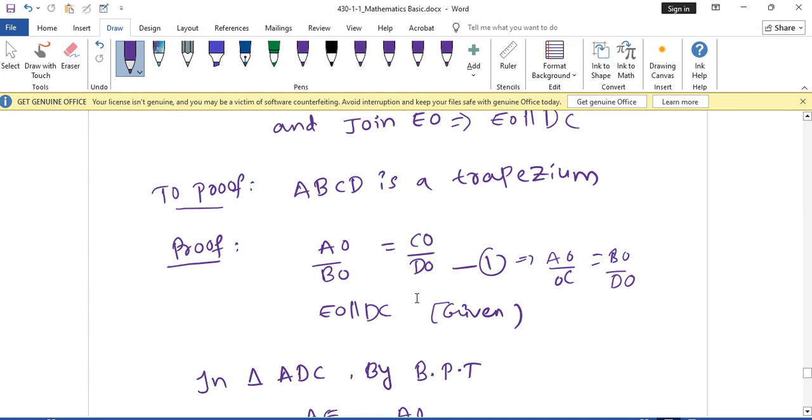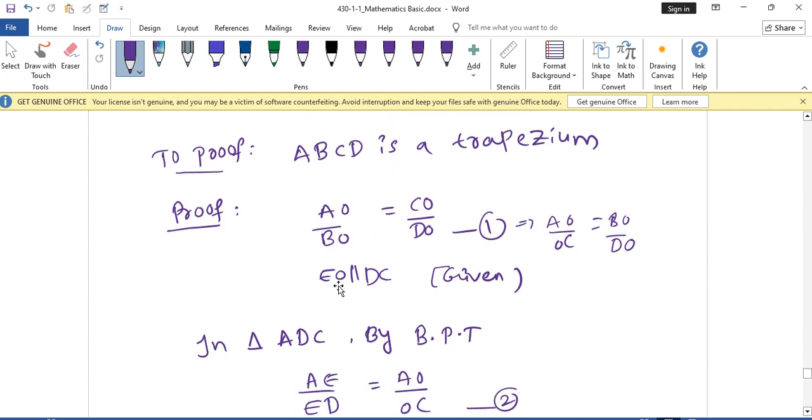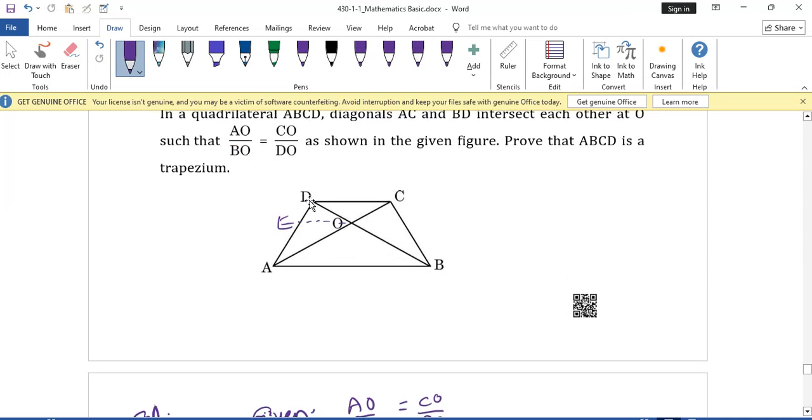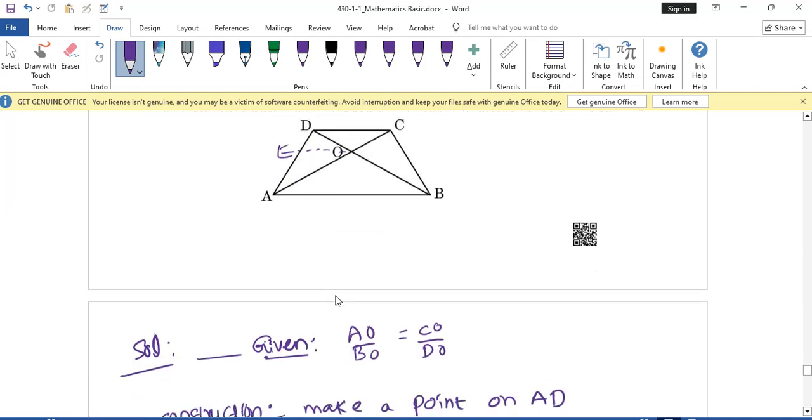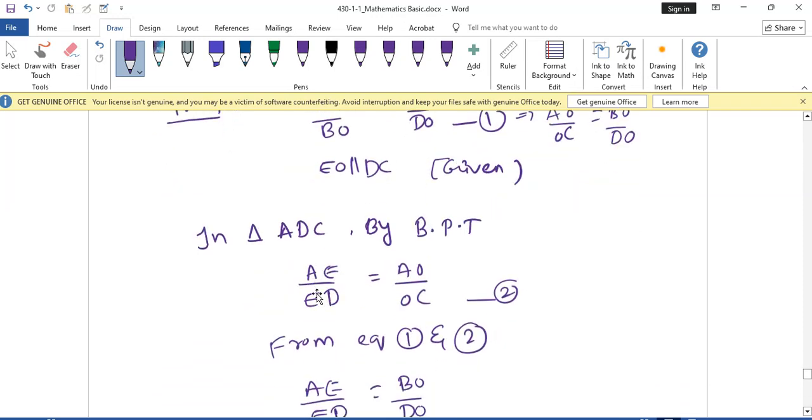Proof. First, what they given: AO by BO is equal to CO by DO. Simply write AO by OC is equal to BO by DO. This is the first equation. What they given, EO is parallel to DC. Using basic proportionality theorem, compare triangle ADC. From this we can write AE by ED is equal to AO by OC. This is the second equation.